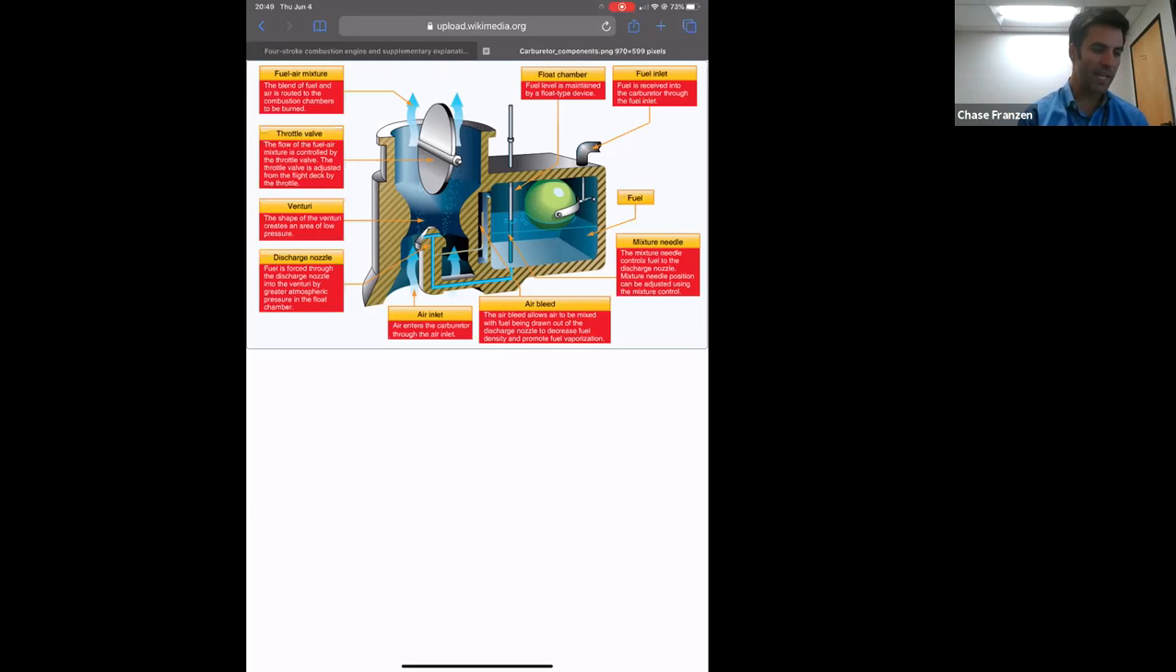So that's the quick and dirty of the fuel system. Any questions there? Yes. Why did you just teach me this?